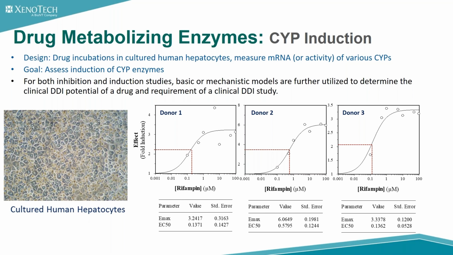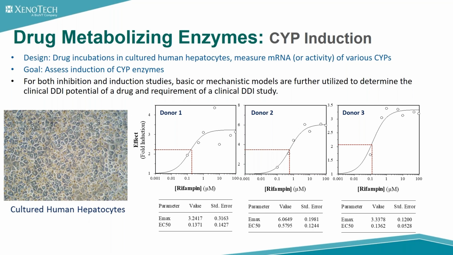Regulatory guidance also requires that cultures from a minimum of 3 donors be used. And this is to account for any inter-individual variability. And if any positive results are obtained in any culture, the drug is considered a positive inducer. And this is just taking the worst case scenario for the sake of safety.